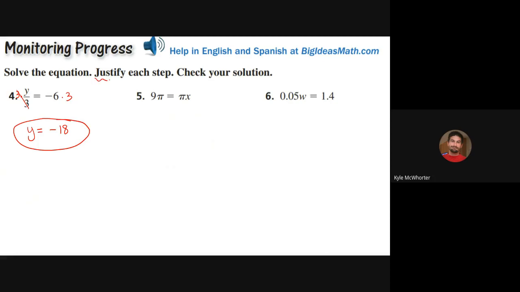When it says justify each step, they want you to say, I used the multiplication property of equality. So actually, this step right here is when we use the multiplication property of equality. Technically, we should have been saying that every time we did that, but I forgot.